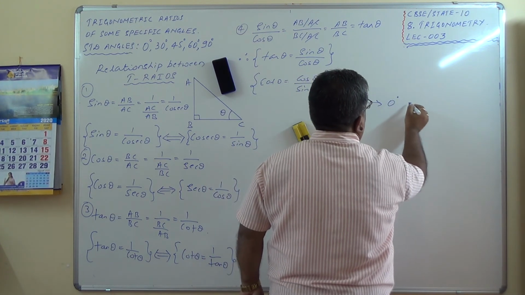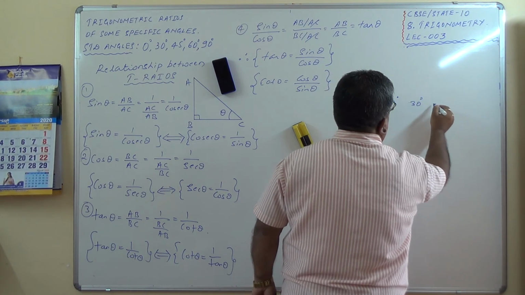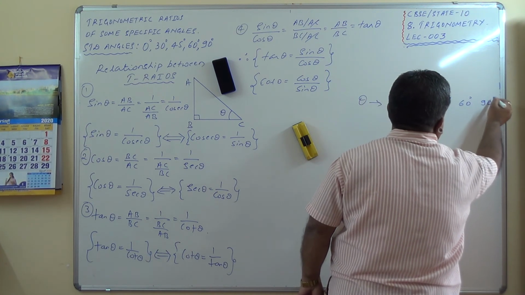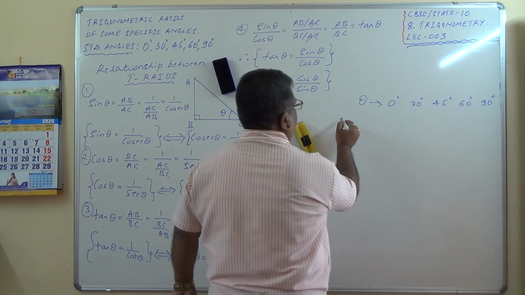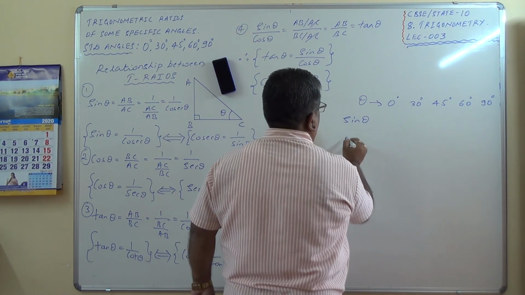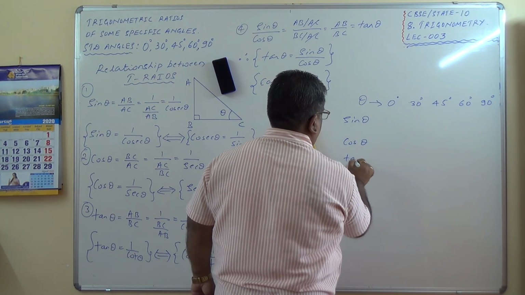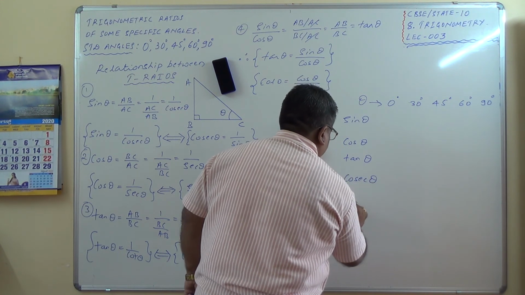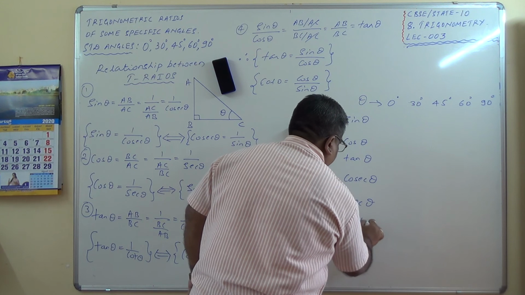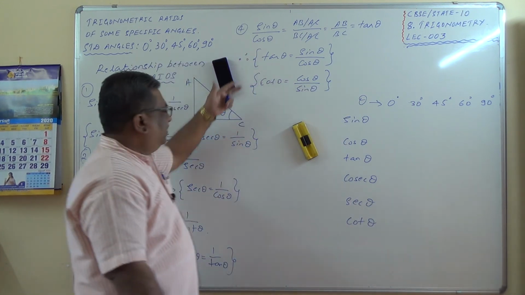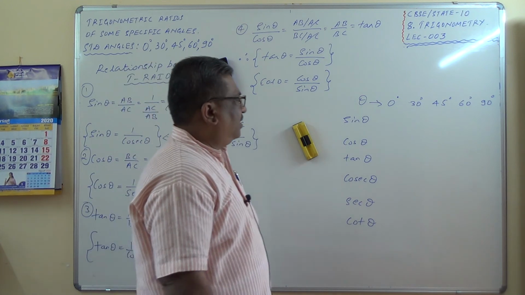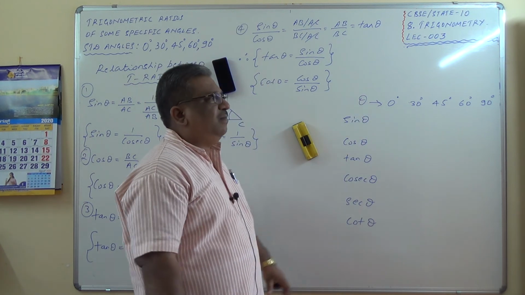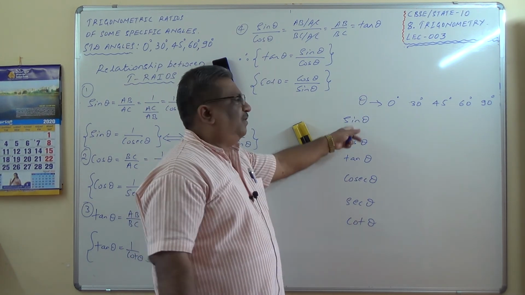Theta 0 degree, 30 degree, 45 degree, 60 degree and 90 degrees. Sin theta, cos theta, tan theta, cosec theta, secant theta and cot theta. I use some of these relations which I have derived in order to arrive at some of the values. You must remember only the first row. All other values can be easily written if we know the first row.